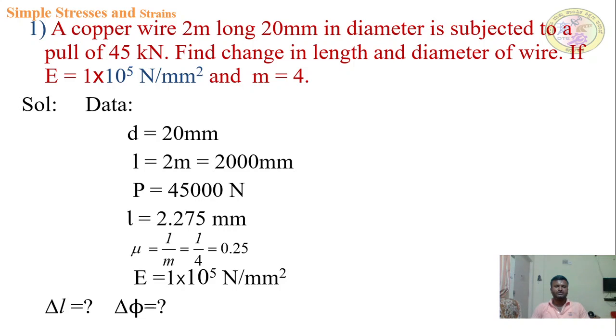And mu is equal to what? 1 by m. What is mu? It is Poisson's ratio. Indirectly they have given Poisson's ratio in terms of m. Poisson's ratio is equal to 1 by m, which is equal to 0.25, and E is given as 1 into 10 to the power of 5 Newton per millimeter square. Okay. Next.